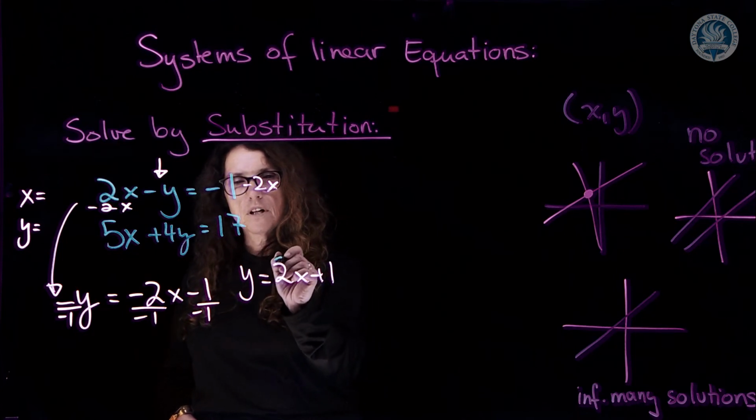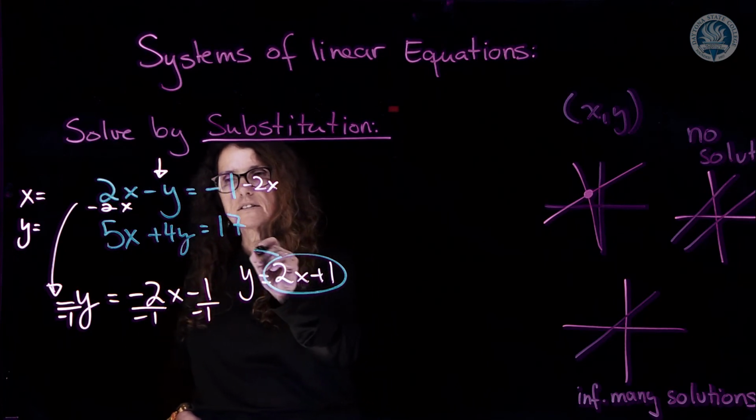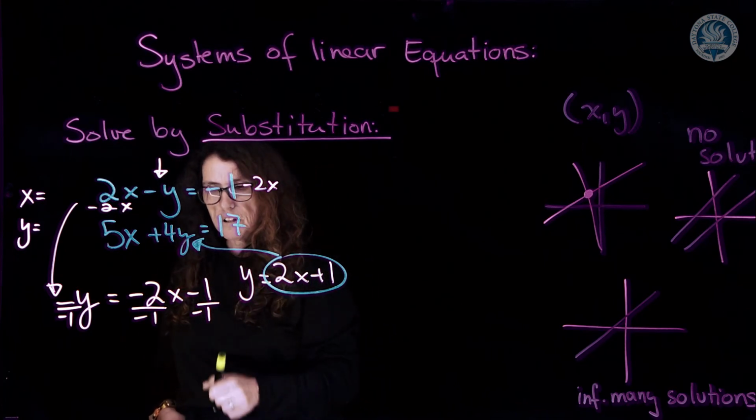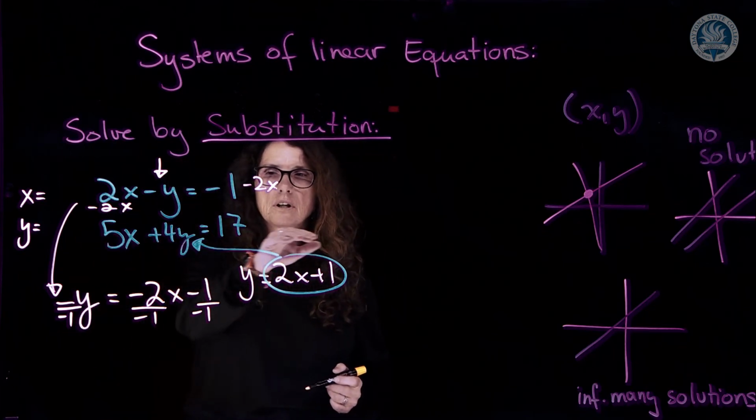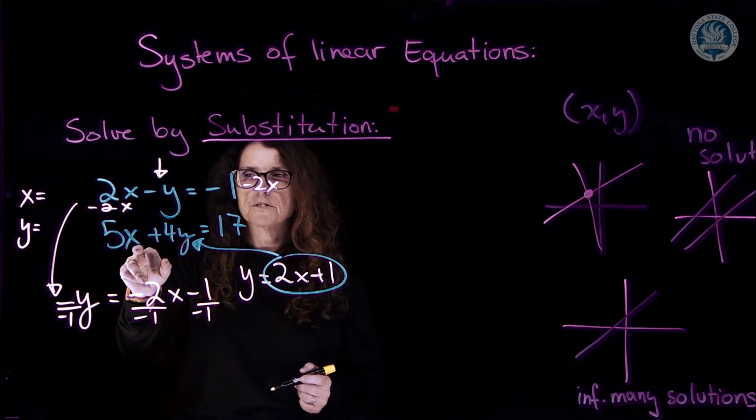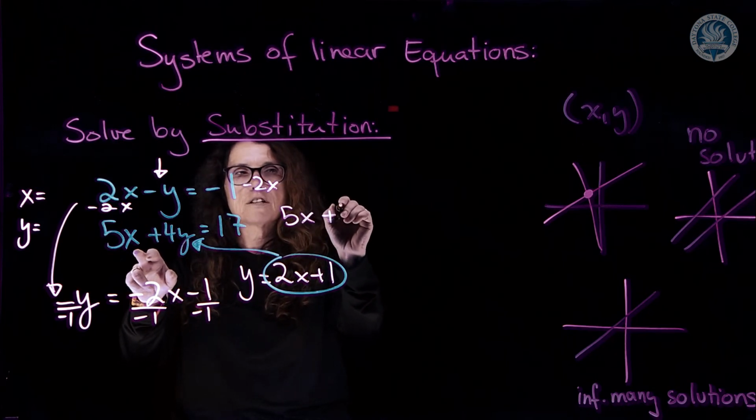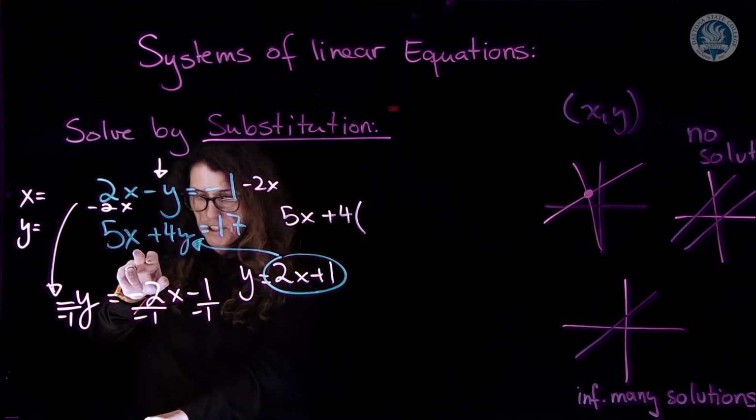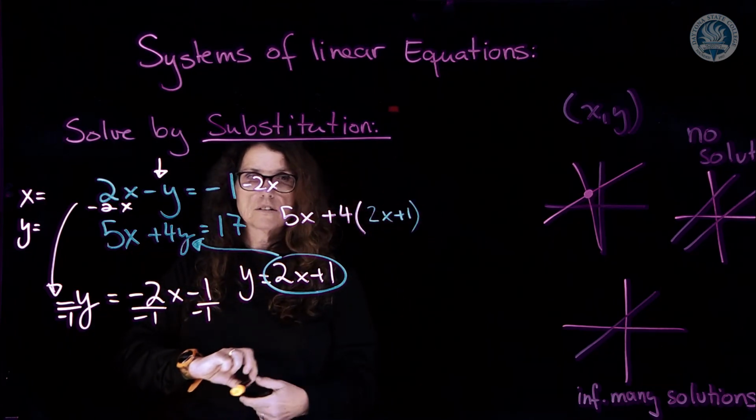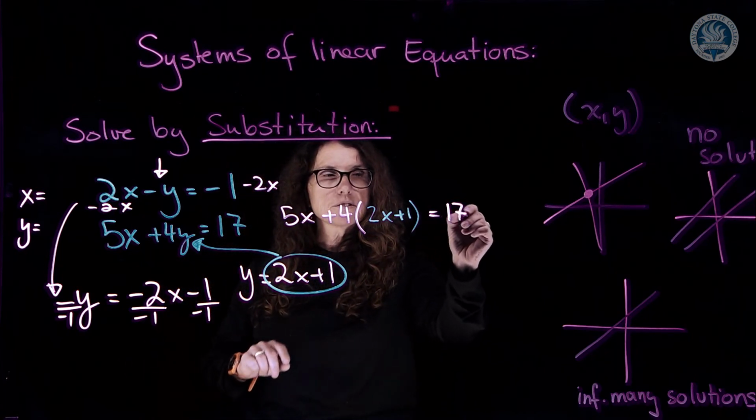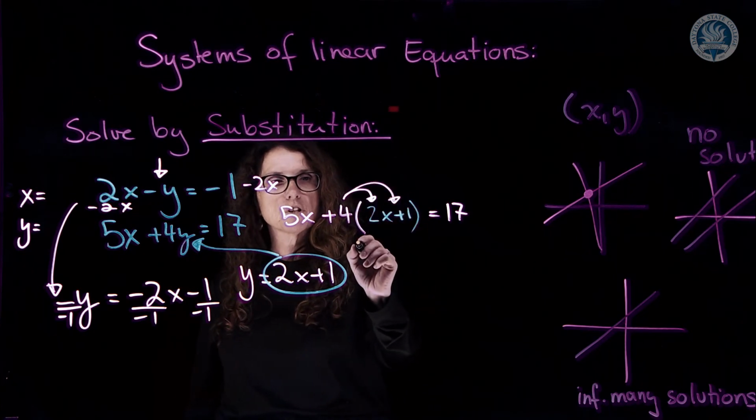What do I do with it? I'm going to substitute the y in the second equation with 2x plus 1. Why do I do this? To get an equation with just one variable. So now I'm copying the second equation, 5x plus 4, but the y is being replaced with 2x plus 1, and that is equal to 17. This is now the equation I have to solve by clearing the parentheses first.